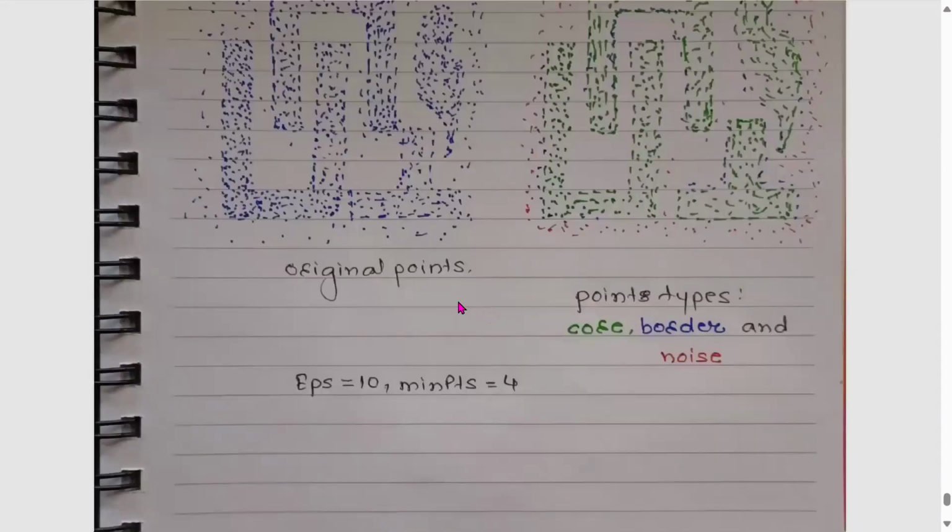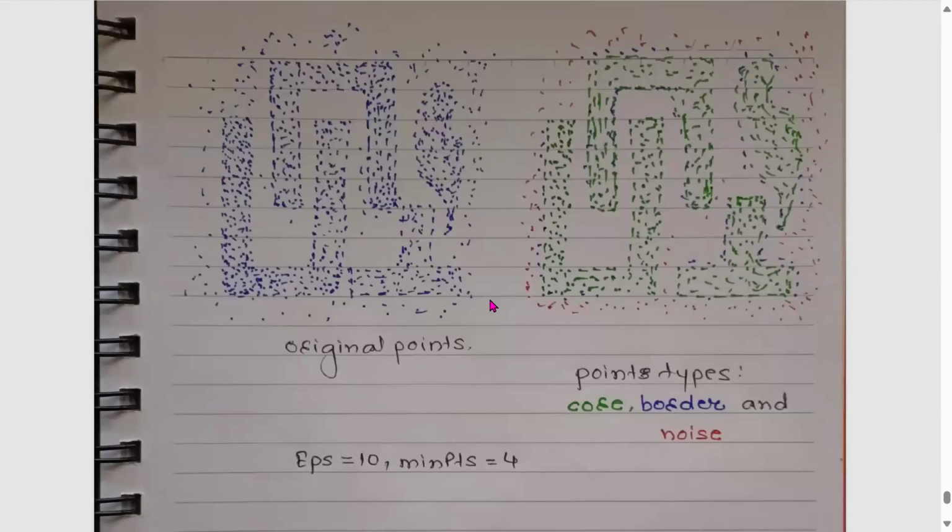Original point types: core, border, and noise.